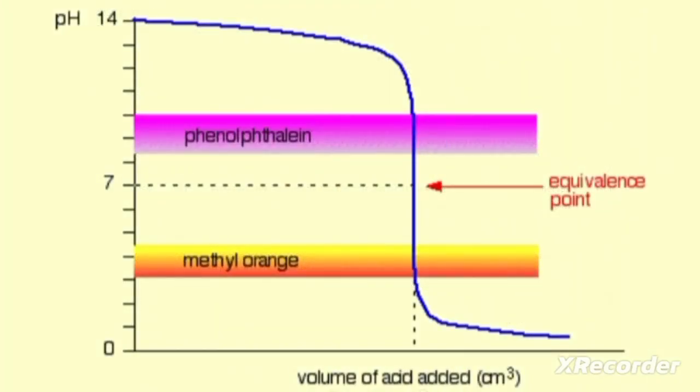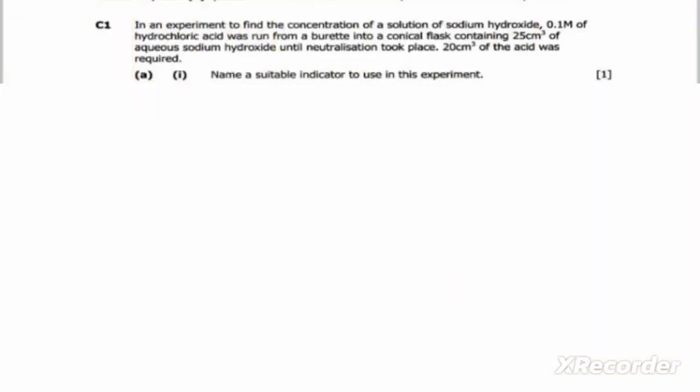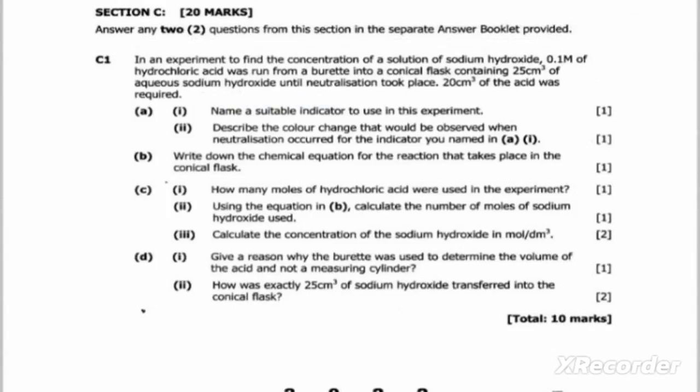So we have two suitable indicators that we can use: phenolphthalein, or methyl orange. As we can see, the equivalence point, or 7, shows the neutralization point. So therefore, we are going to choose methyl orange.